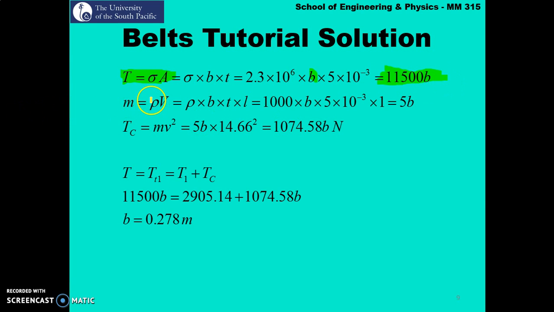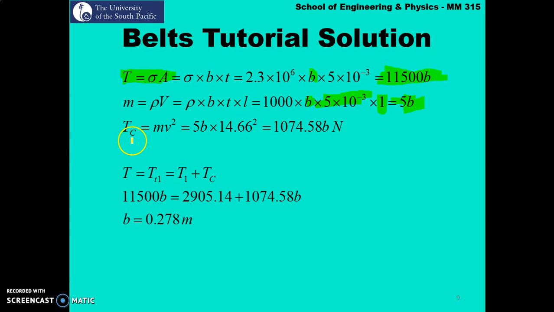The mass of the belt is given as rho times the volume, and the volume is the cross-sectional area times the length of the belt. So density times the cross-sectional area, which is the width of the belt times the thickness of the belt, times the length of the belt. The density was given as 1000, the width of the belt is B, the thickness of the belt is 5 mm, converting that to meters, and for the length of the belt we simply use 1. So the mass of the belt is simply 5B. The maximum tension is 11,500 B. The mass of the belt is 5B.